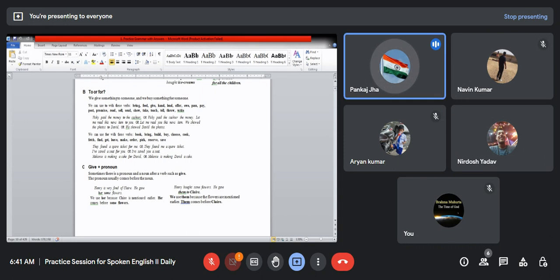So Henry is here in the first example. Henry is very fond of Claire, he gave her some flowers. Henry bought some flowers. He gave them to Claire. It means there is a structure change, how to use her or them. This type of structure.